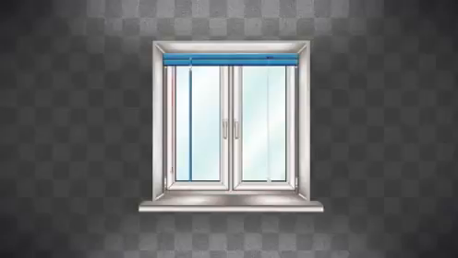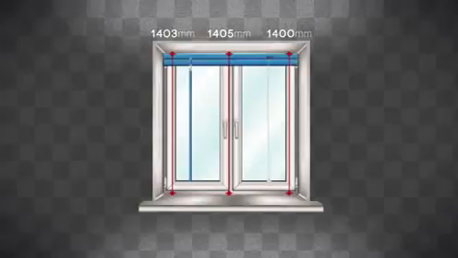Then measure the height at the left, middle, and right sides of the window. Record the smallest measurements so the blind fits inside the window frame. Do not make any deductions from your recorded measurement.